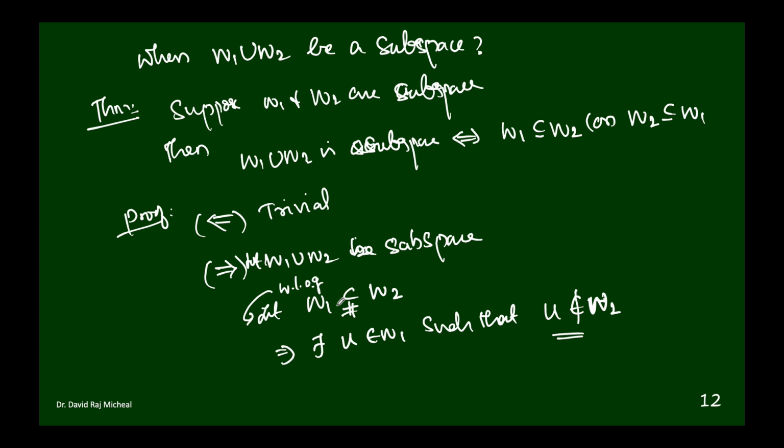Okay, so this proves that if W1 and W2 are subspaces, then W1 union W2 is a subspace if and only if one subspace is contained in the other subspace. Otherwise it is not going to be there. Otherwise I don't know whether it is going to be a subspace or not. There is no guarantee that it will be a subspace.